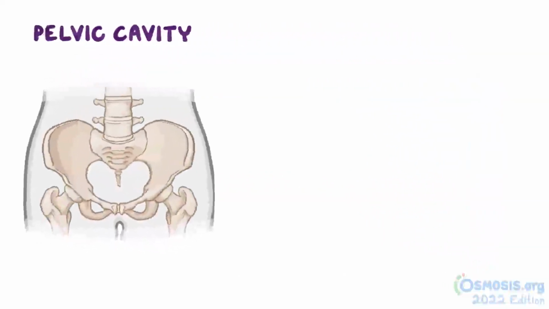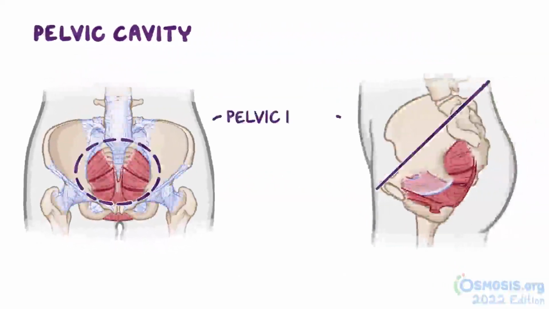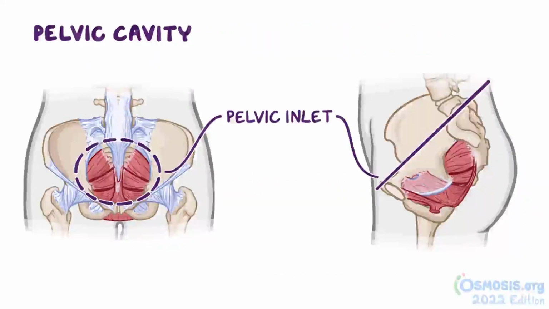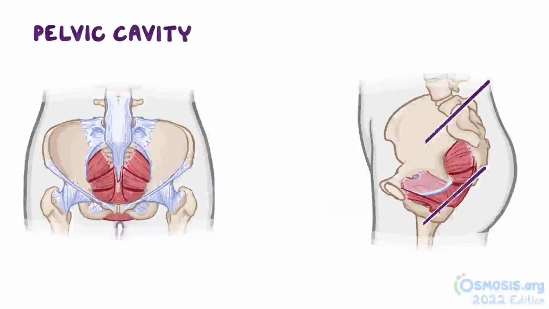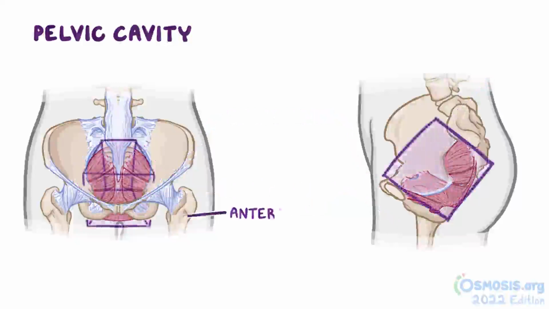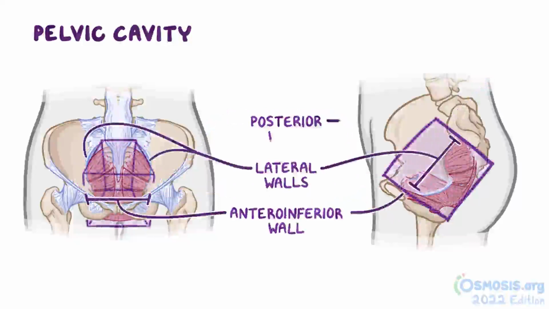The pelvic cavity is bounded superiorly by the pelvic inlet, which connects to the abdominal cavity, and inferiorly it's bounded by a group of muscles and the fascia surrounding them, called the pelvic floor or pelvic diaphragm, which is suspended above the pelvic outlet, with its central portion dipping below it. The pelvic cavity also has an antero-inferior wall, 2 lateral walls, and a posterior wall.